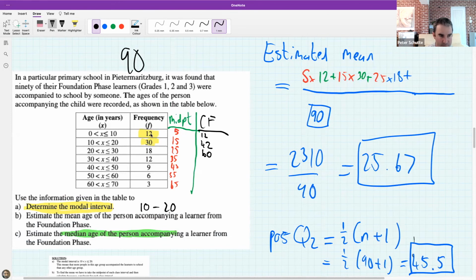It can't be the first one because we've only got 12 items through the data. It can't be the second one because we've only gone 42 items through the data. So the median interval is going to occur in the third row because we go all the way up to the 60th position. So the correct answer that I can see for the median interval is going to be 20 to 30.